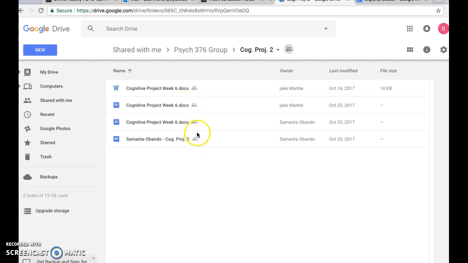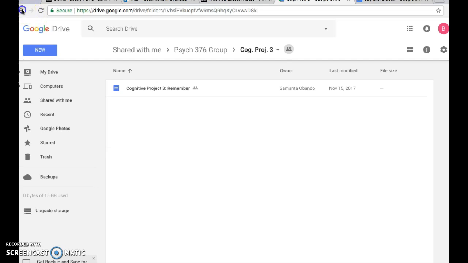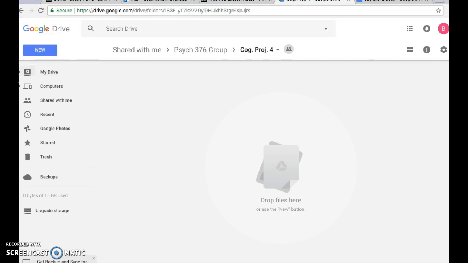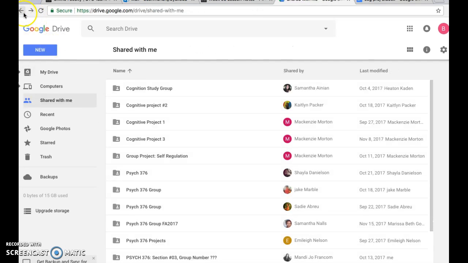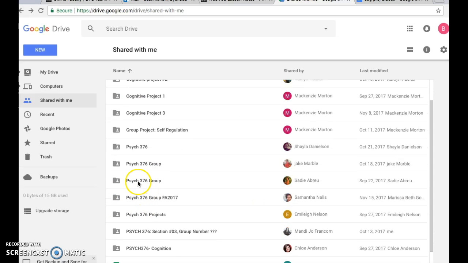By 2, we have a little less. By 3, we have 1 person. 4 hasn't happened yet, so we'll give them a break on that one. But I really like the way that was organized. It was easy to follow.